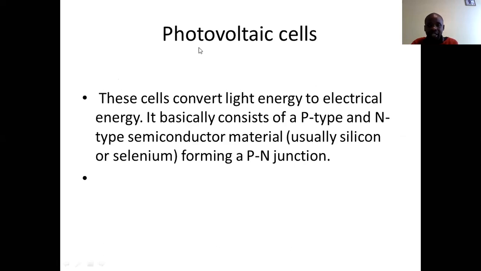Then also very important, we have what you call the photovoltaic cells. These are cells that are able to convert UV light, or visible light, or just generally light into electrical energy. I also want to mention that photovoltaic cells convert light energy to electrical energy. They consist of a PN type of semiconductor material, usually silicon or selenium.